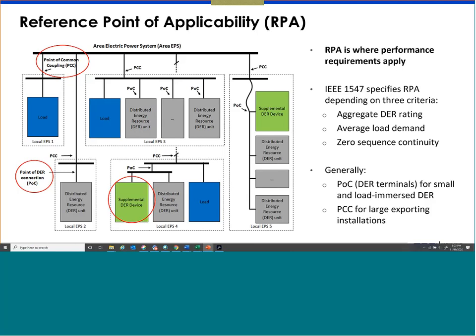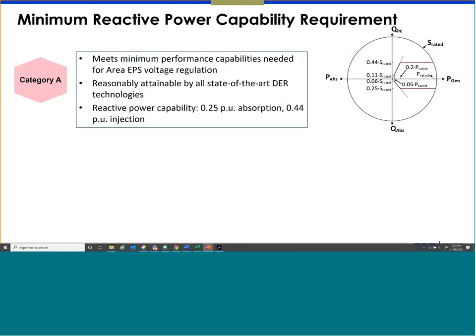So once you identify the RPA for a site, then all the standard requirements are applied at that RPA point. Any questions? Most probably you guys are tired, but let's hang in there. We'll finish it quickly.